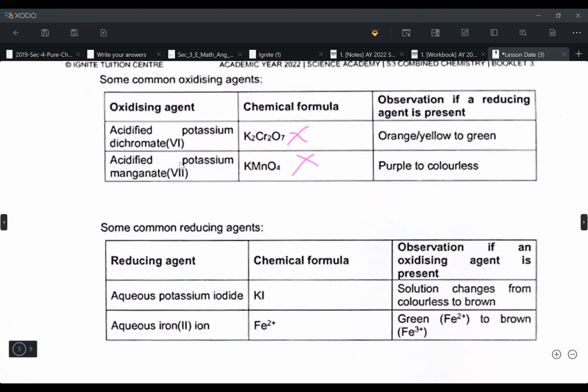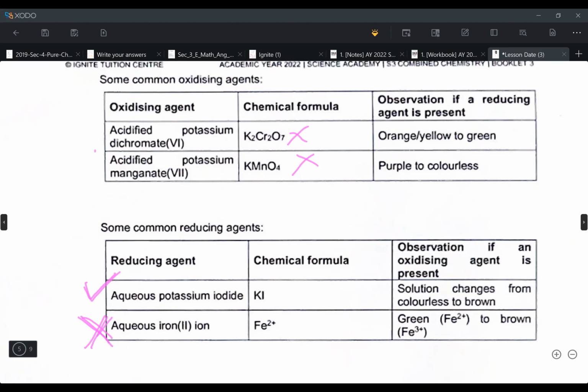So this one is the oxidizing agent, this one is the name, then the observation. Then for reducing agent, this one is the name, this one is the observation. The second one you don't need to know, you just need to know this. Actually, I remember there's one of them you don't need to know, but I can't remember which one. I think it is dichromate, because I remember it is for pure chem only. For combined chem, I think don't need.